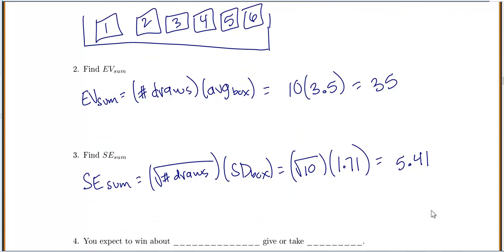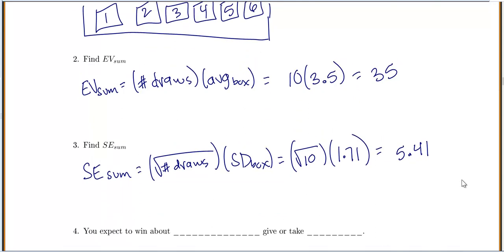So I have my expected value and standard error, but again, what does this really tell me? This tells me that I expect to win a total of about $35, give or take $5.41. Because we know that we're not very likely to win exactly $35, but it should be about $35, give or take $5.41.